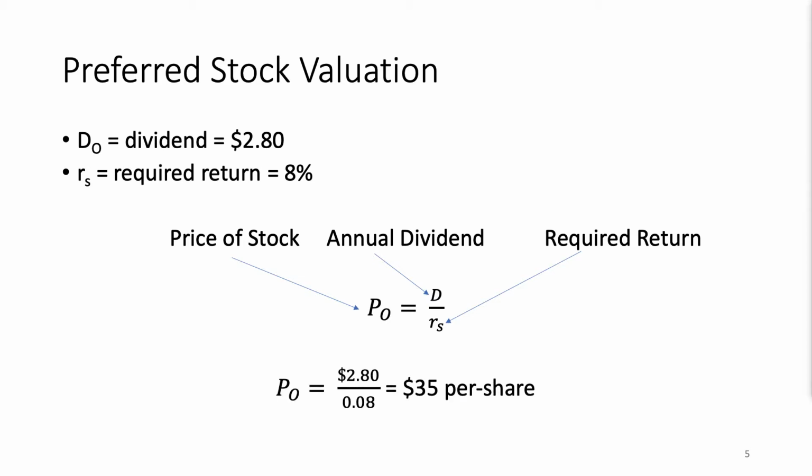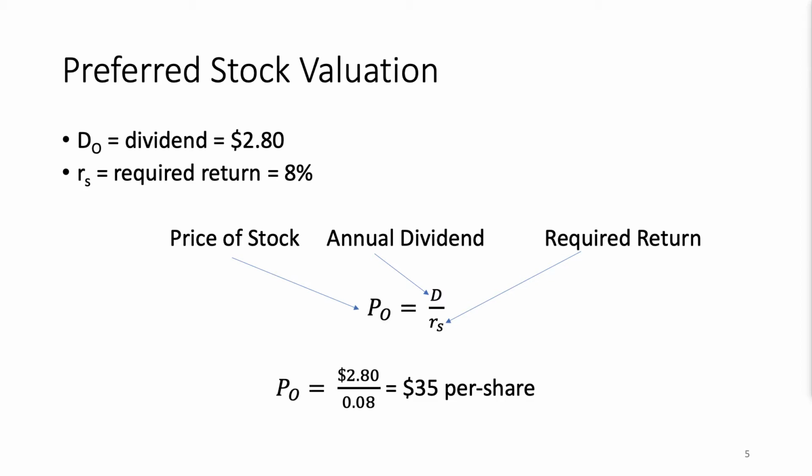You're given two numbers, $2.80 and 8%. You do have to express the percentage as a decimal, and you figure out the price of the stock. It's $2.80 divided by 0.08, which is $35 a share. That stock is worth $35 a share. We believe it's worth $35 per share. We could also say the present value of receiving $2.80 a year forever is $35.